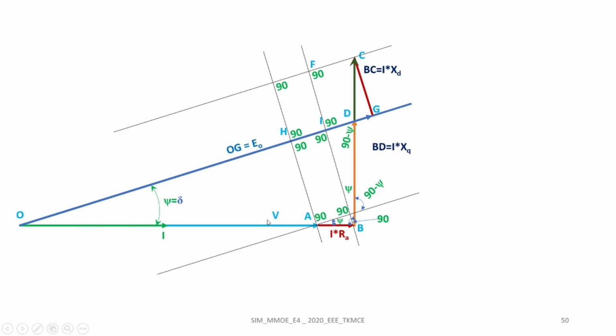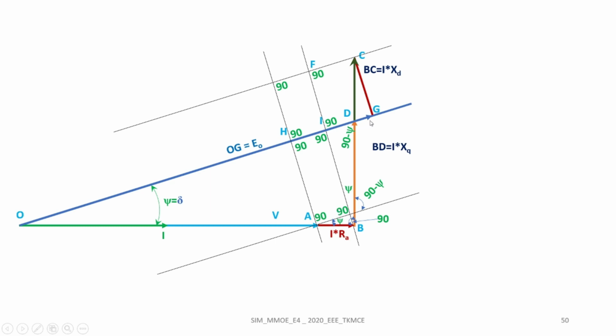Here V is a hypotenuse and the angle is delta. Therefore OH is equal to V cos delta. In order to find HI, let's consider this small right angle triangle with I into RA as hypotenuse. Here the angle is psi. Therefore HI represents its adjacent side, and HI is equal to I into RA cos psi.